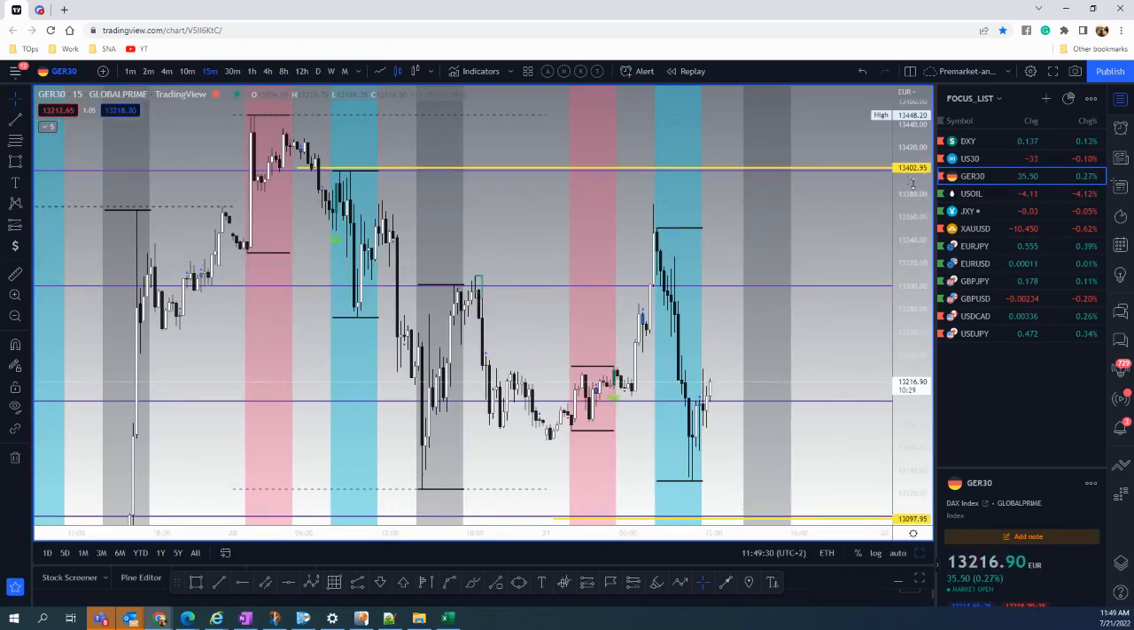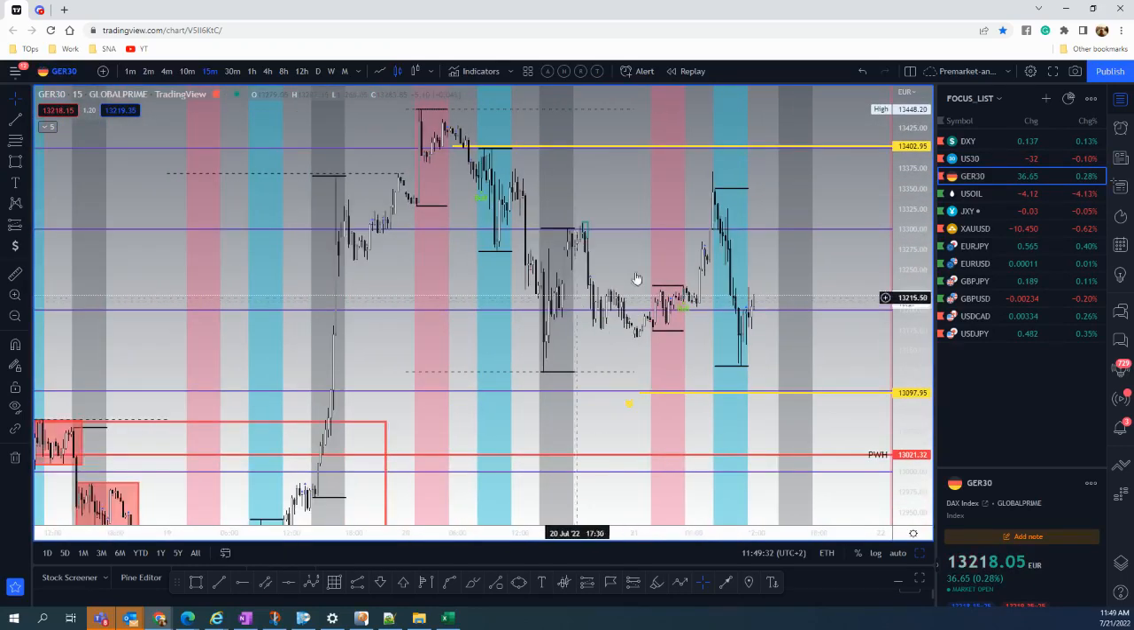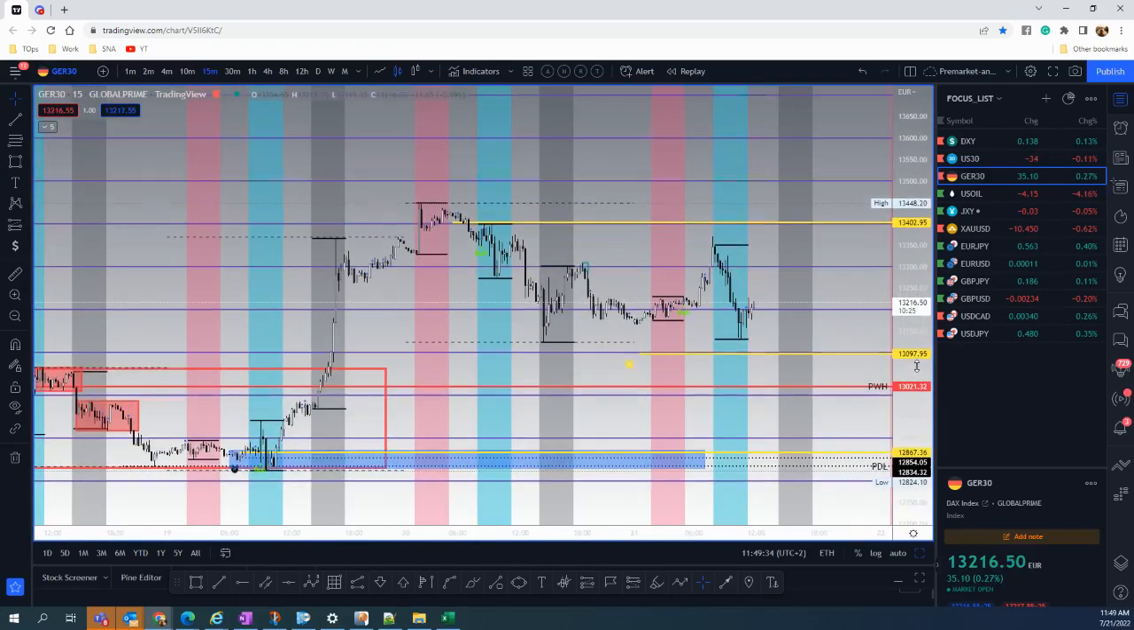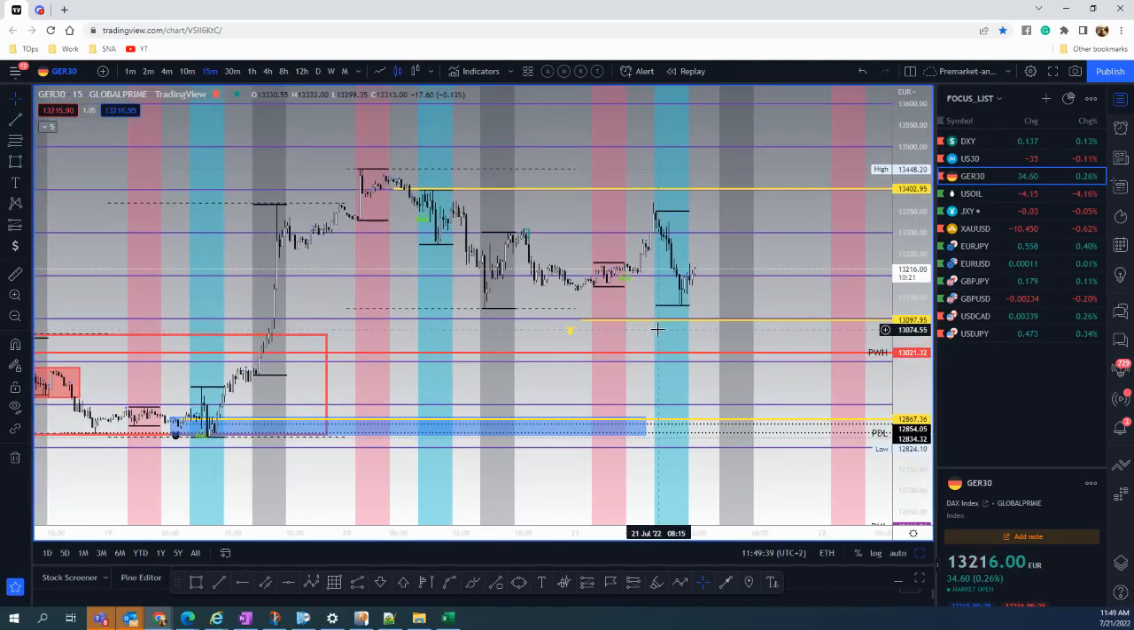German 30 is the same. Actually, the same price movement is happening with US30 and German 30.